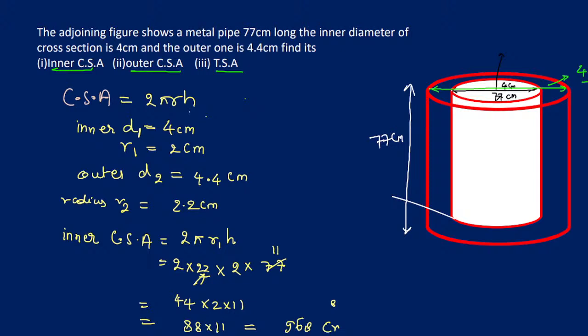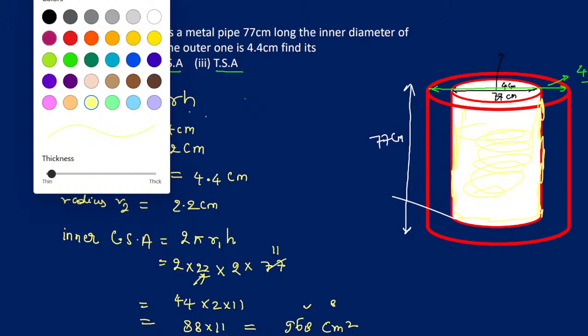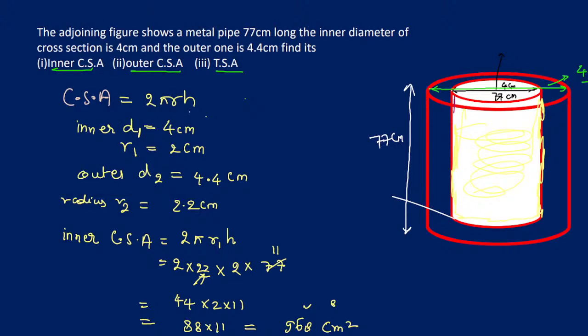968 centimeter square is the area of the inner part. Inner means, beta, the area inside this, this curved surface. If we go to find it for the inner one, this area is going to be 968 centimeter square. Are you able to understand? Let me draw. See, we are finding this curved surface area for the inner cylinder.